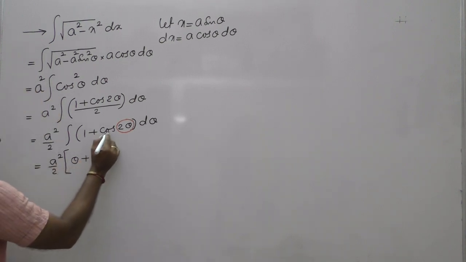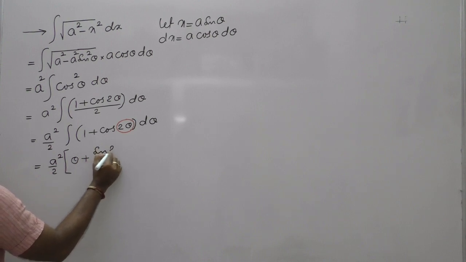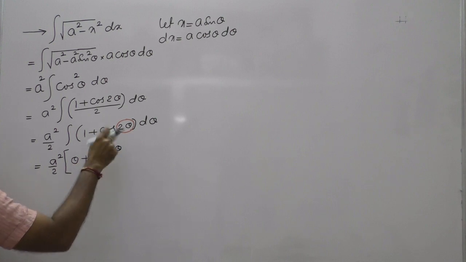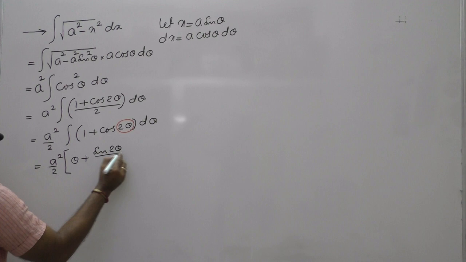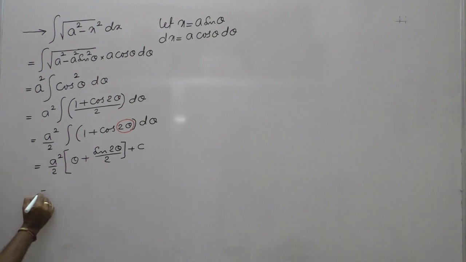If I do that, what is the derivative of cos? It is sine. Here only theta is not there. 2 theta is linear, whose derivative is 2. Therefore, divide by 2, that's all, plus c. Okay, but in the question theta is not given, no.